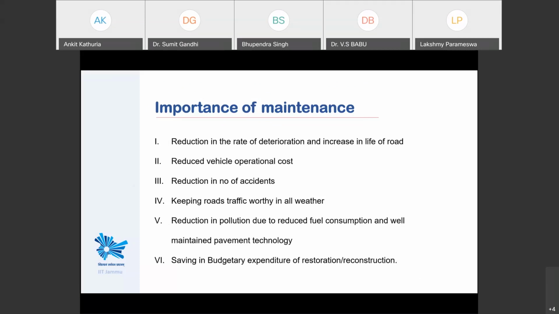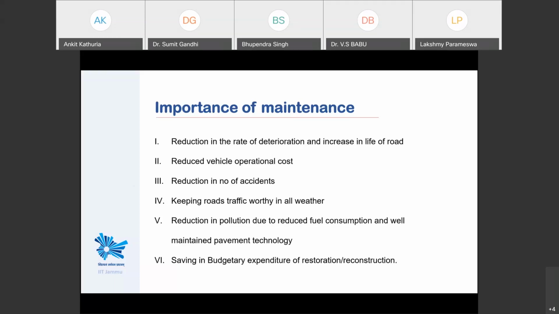Thirdly, yes, it reduces the number of accidents because again, the reduction in potholes and other road failures will definitely reduce the number of accidents, and also if your skid number is well in limit, definitely it has a great effect on reduction in accidents. Fourth is keeping your road traffic worthy in all weather. Yes, if you maintain your road throughout the year, your roads are good to go in all weather conditions. Fifth is reduction in pollution due to reduced fuel consumption.